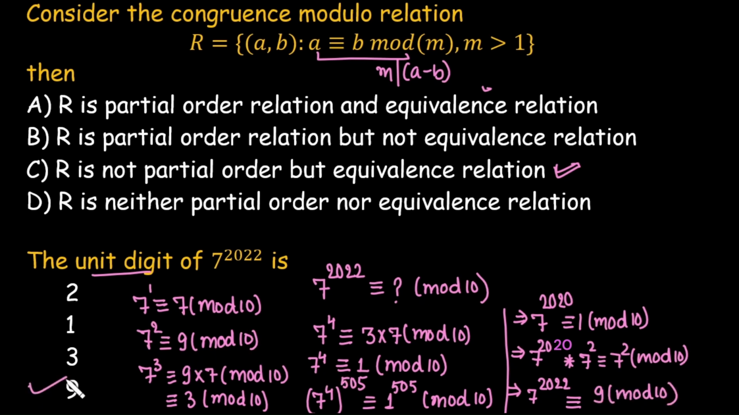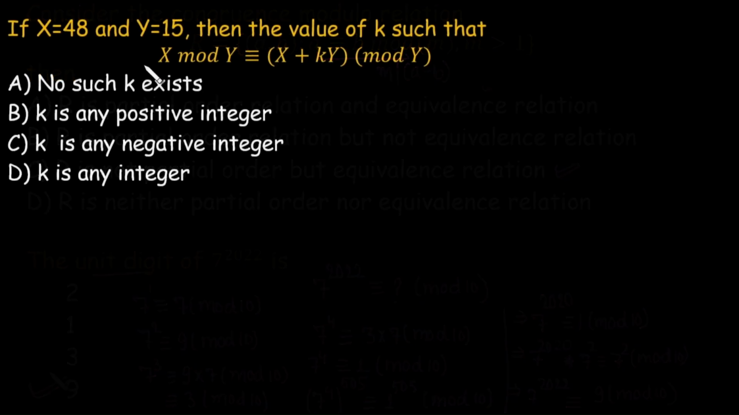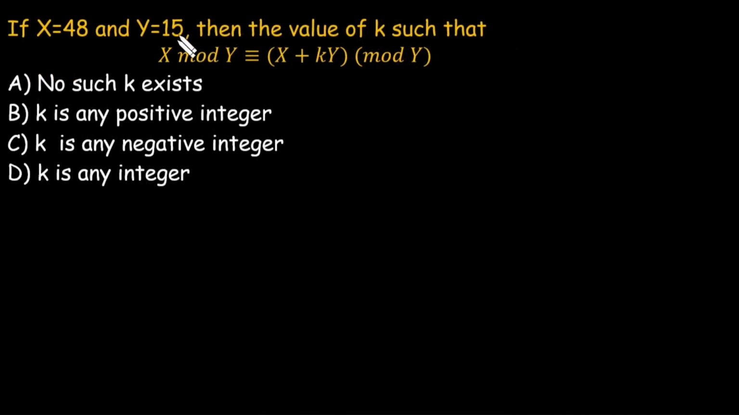Hence option D is correct. Next, if x is equal to 48, y is equal to 15, then what is the value of k such that it holds this condition?